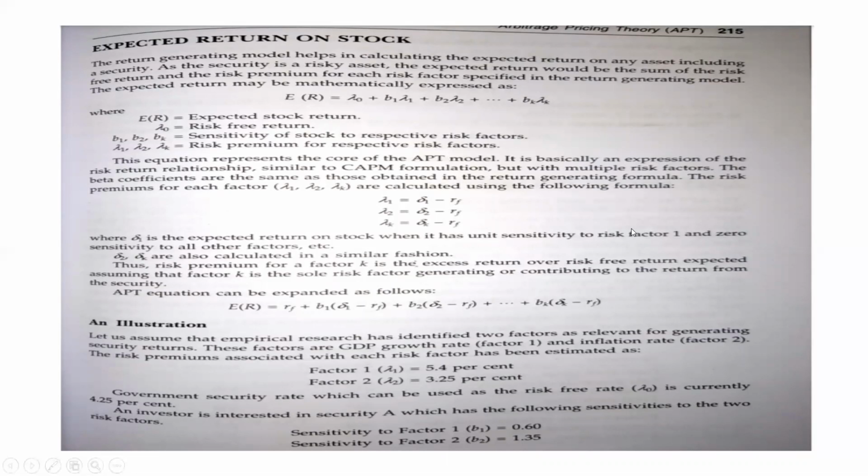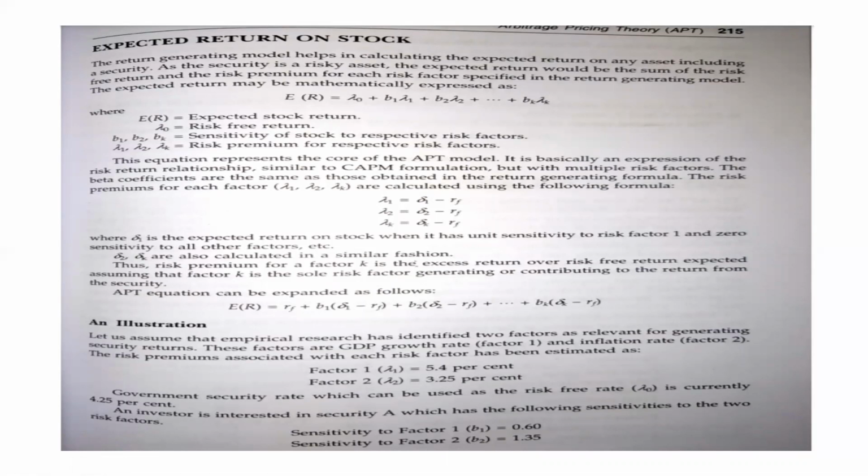See, they have given two factors, GDP rate and inflation rate, and they have given the risk premium of both of these. The government security is currently 4.25, which means the risk-free rate of return is 4.25%. And they have given the beta values, that is, the sensitivities. So we have been given all the data. All we have to do is represent it in the formula.